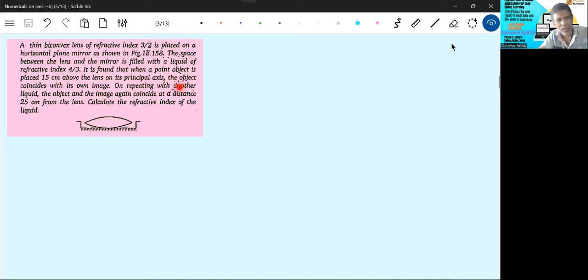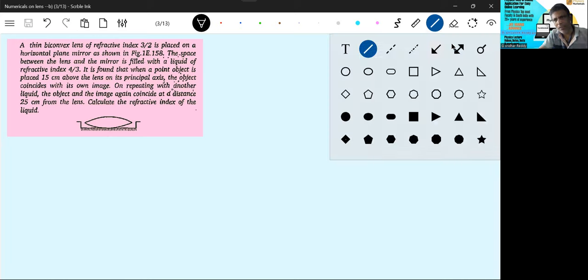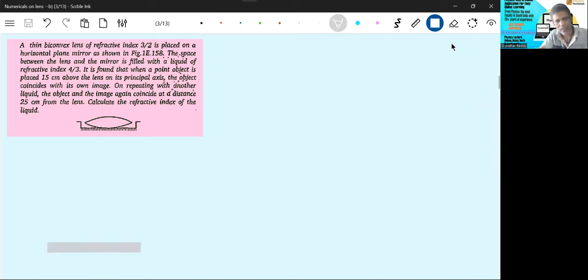On repeating with another liquid, the object and the image again coincide at a distance of 25 cm from the lens. Calculate the refractive index of the other liquid. You can solve this by several methods. So let me begin with this. I have a mirror. There's a mirror, then we have a lens.